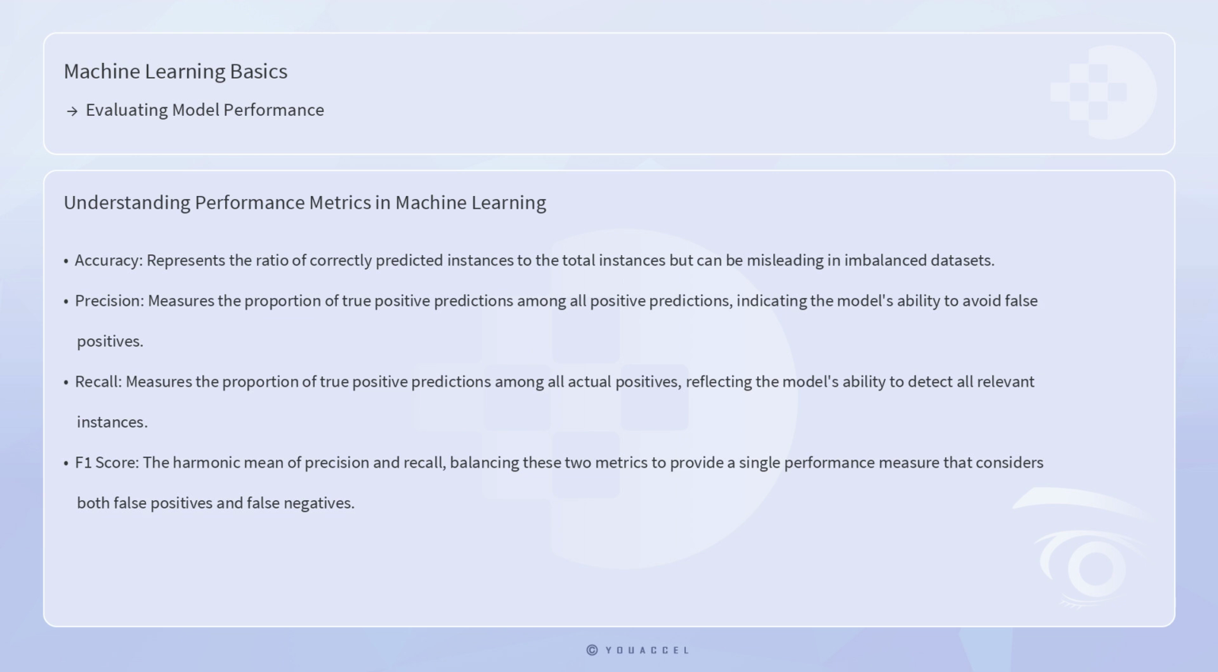Precision measures the proportion of true positive predictions among all positive predictions, indicating the model's ability to avoid false positives. Recall, on the other hand, measures the proportion of true positive predictions among all actual positives, reflecting the model's ability to detect all relevant instances. The F1 score, the harmonic mean of precision and recall, balances these two metrics to provide a single performance measure that considers both false positives and false negatives.